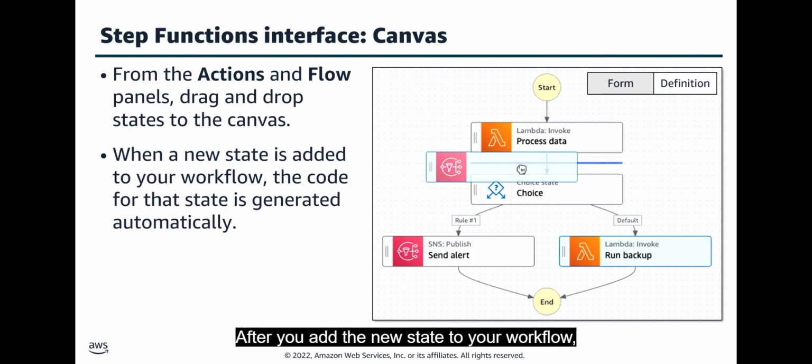After you add the new state to your workflow, its code is automatically generated. The image in this slide shows the canvas of the Workflow Studio interface. Within the workflow, you can drag and drop states to move them to different places in the workflow. If your workflow is complex, you might not be able to view all of it in the Canvas panel. Use the controls at the top of the canvas to zoom in or out. To view different parts of a workflow graph, you can drag the workflow graph in the canvas.